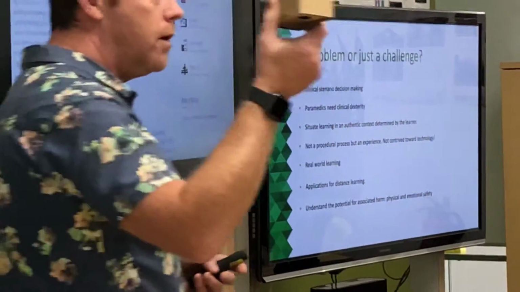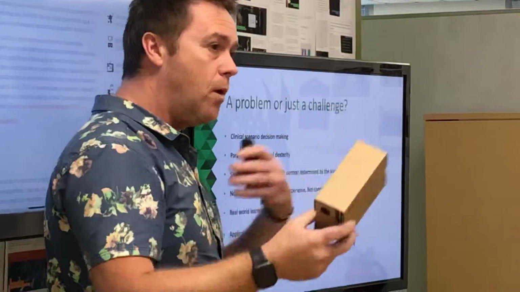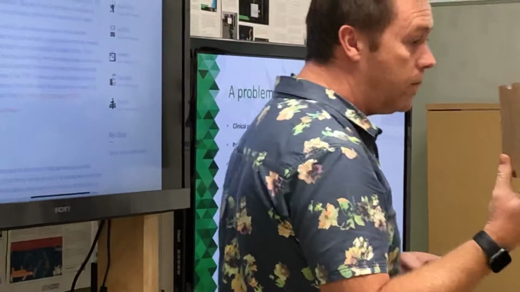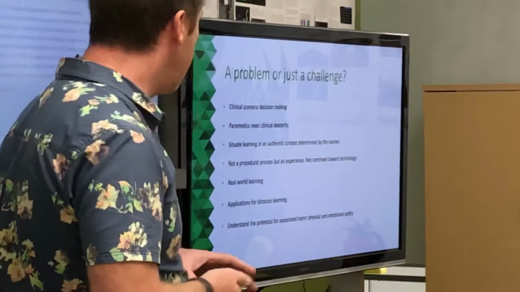So simple devices like this, which cost a couple of dollars, gave us some scope to be able to promote some ideas towards distant students. Understanding potential for associated harm.